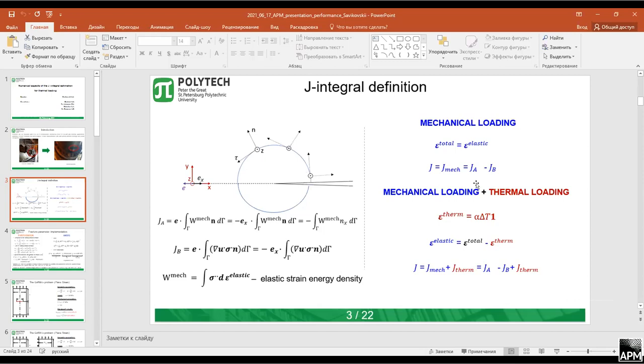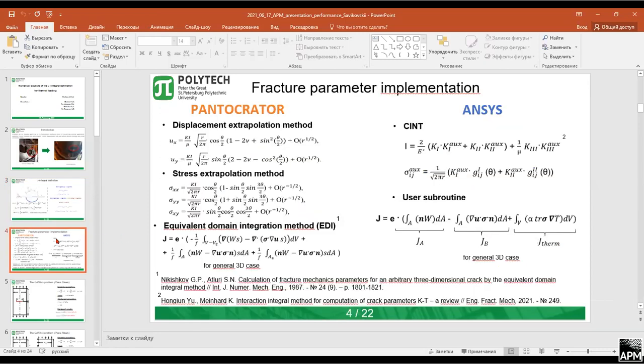G-integrals consist of two terms for mechanical loading and three terms for thermomechanical loading. The third term is because of thermal loading, which consists of the thermal linear expansion coefficient and temperature gradient. Two finite element software packages were used for fracture parameter estimation, Pantocrator and ANSYS. Pantocrator is a finite element software which was developed by Dr. Artem Semyonov, with complicated material models.